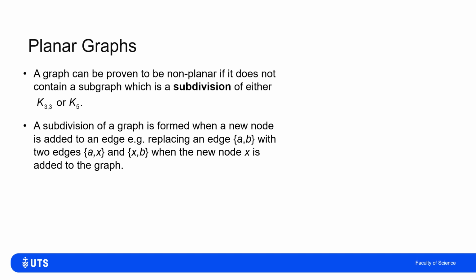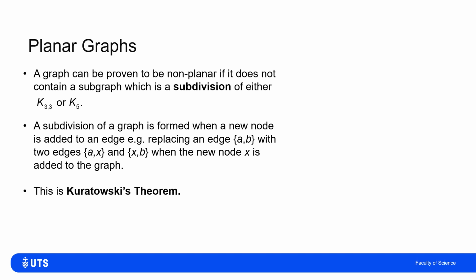Where a subdivision is just a graph formed where I add a new node to an edge. So if my original graph had the edge AB in, if I inserted the node X somewhere along the edge AB, then I've got one more node in the graph, and I've got 2 edges, AX and XB. So that's a little bit beyond the scope of this subject, but that's Kuratowski's theorem.